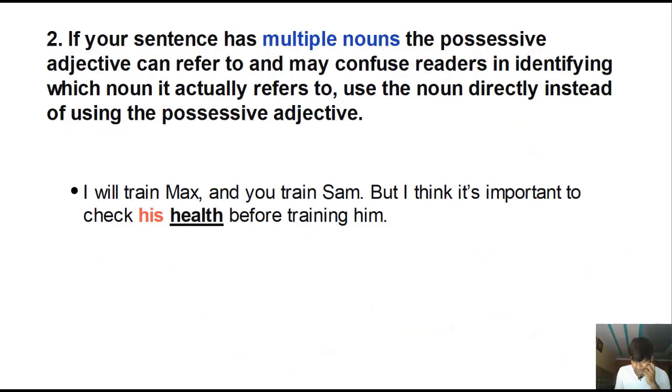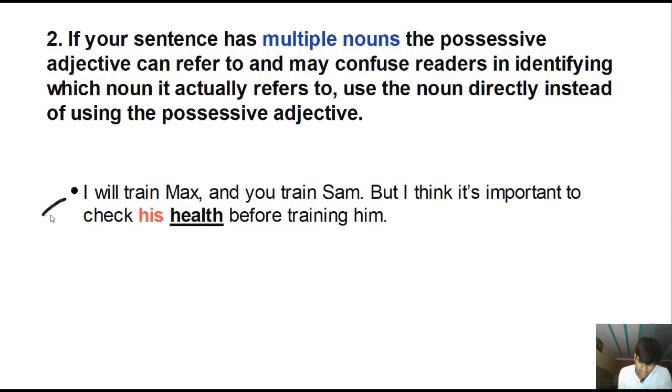The second point: if you have multiple nouns in a sentence and after that sentence you have another sentence which has a possessive adjective, and it is not clear or it can confuse your reader or listener which noun out of all the nouns in the previous sentence your possessive adjective is referring to, if such a sentence can confuse your reader or listener, do not use the possessive adjective, use the noun that it is referring to. Use the name instead, okay? So let's look at this example and understand what I'm trying to say.